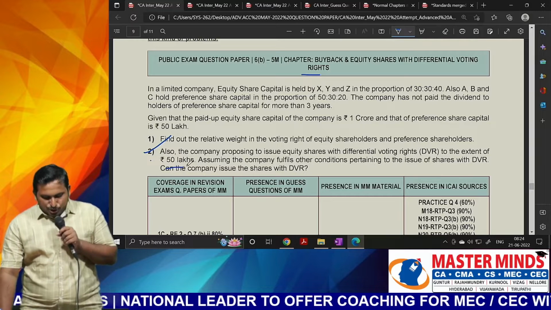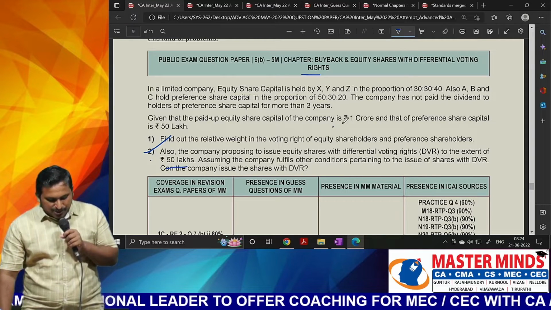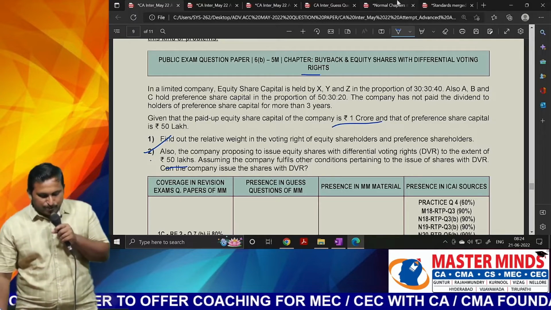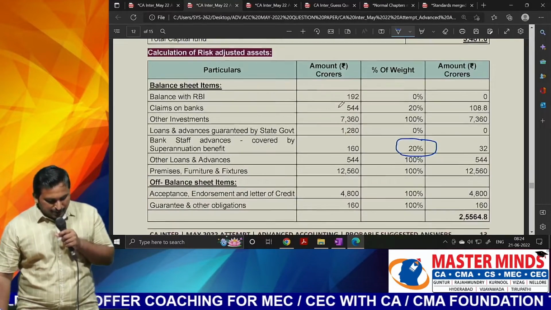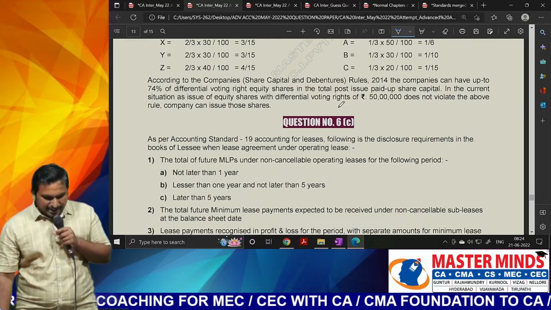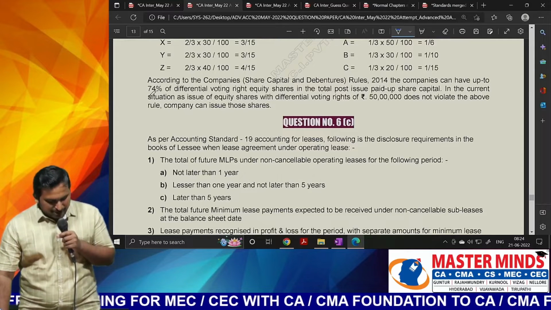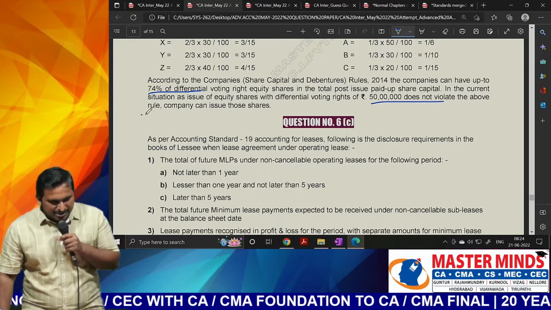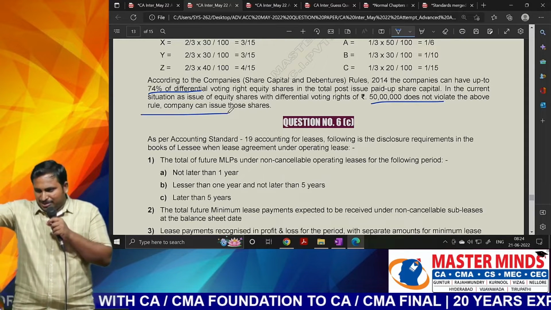They want to issue 50 lakhs, sir. Already we have to observe the existing capital. Based on that, we should say whether it exceeds 74% or not. In that way, we will answer. It is not exceeding. They can easily issue. 74% can be there as DVR. So here 50 lakhs means out of that they are already having balance 1 lakh or something.